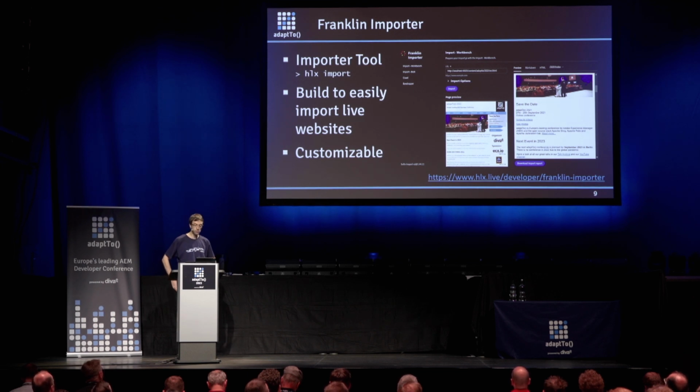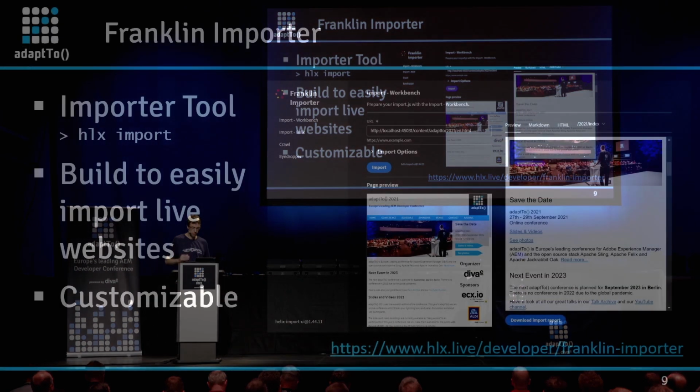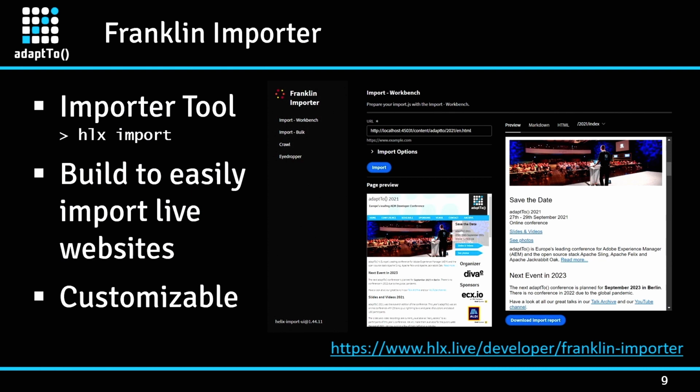And there's a very cool tool, still called Franklin Importer, which you have in place automatically. So if you clone your project from the boilerplate project, you can just start it with hlx import, and then you have this tool. There are a couple of features, but its main goal is to directly import content from any live website. So it's not connecting to some CMS or AEM backend, but it's really scraping the content of live websites and importing this. And of course, there are a lot of tools like this, but this works remarkably well.